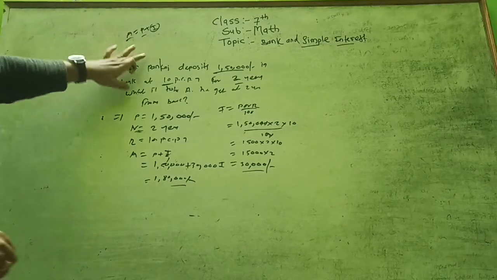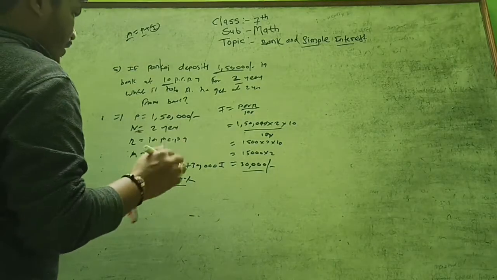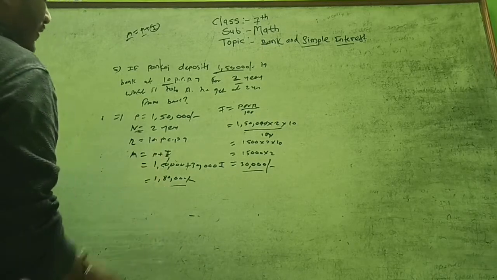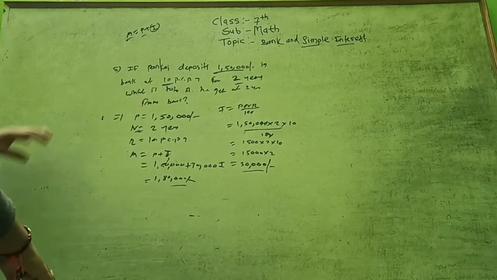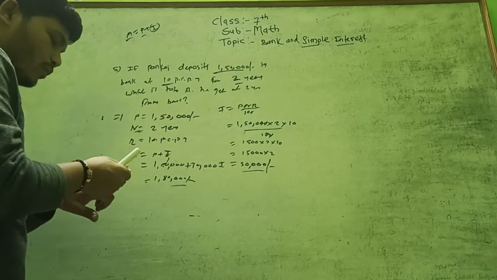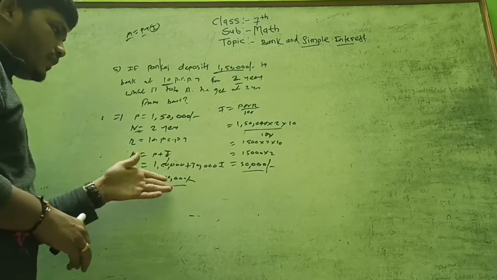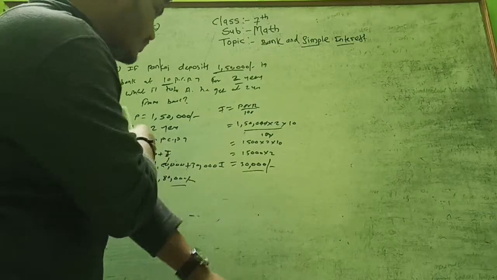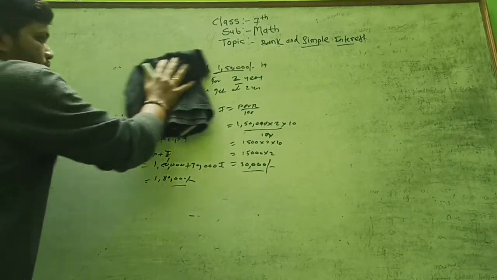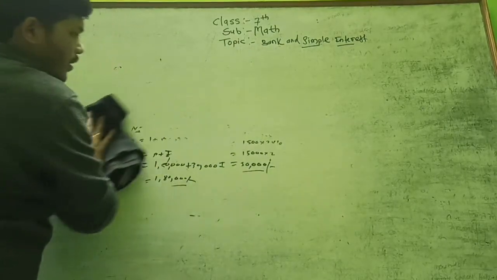So Pankaj will get 1,80,000 rupees returned from the bank after 2 years. That 1,80,000 rupees is the total amount. How much interest does he get? He gets 30,000 rupees interest from the bank for the time interval of 2 years. So this is what problems on simple interest are.